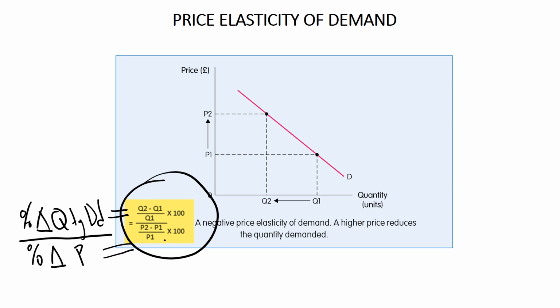You can just use this graph here and plug the numbers in. So your price is changing from P1 to P2, price is going upward, and your quantity demanded is moving down from Q1 to Q2. So you can just plug this in and there you have your relationship.